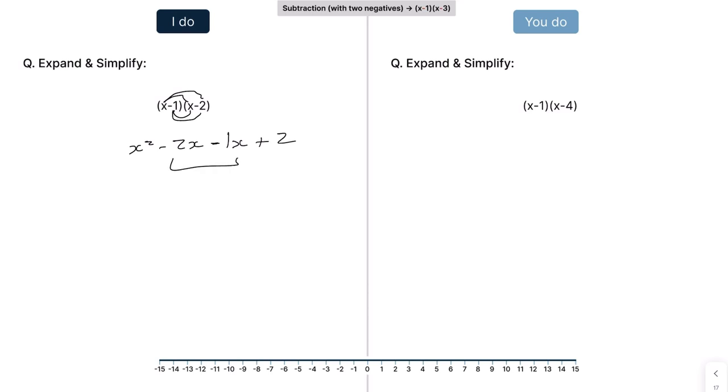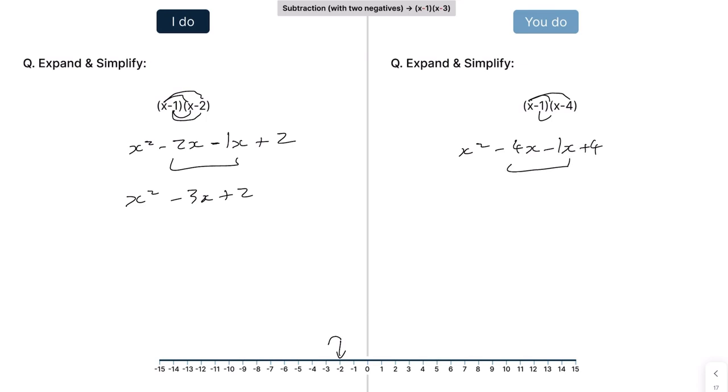Now again, you can use the number line for this. If we start at negative 2, we are now taking away minus 1. So we're moving to the left. So this becomes x squared minus 3x plus 2. Again, press pause and I've got the example on the right. So that gives me x squared minus 4x minus 1x plus 4.